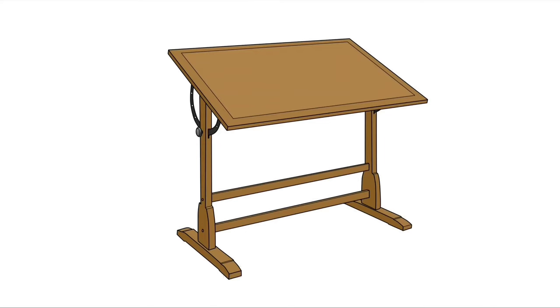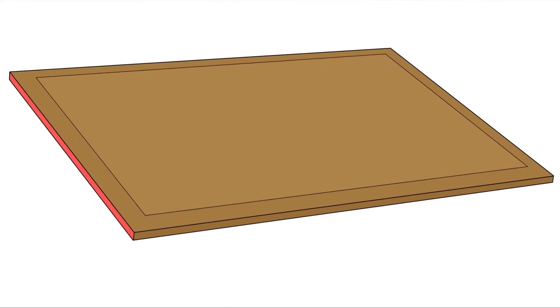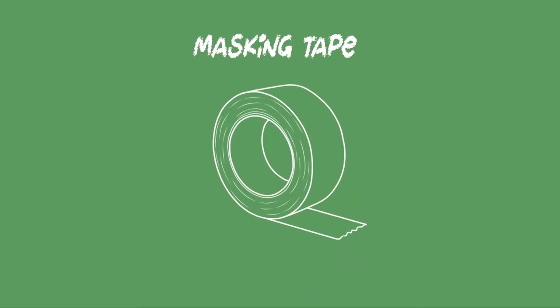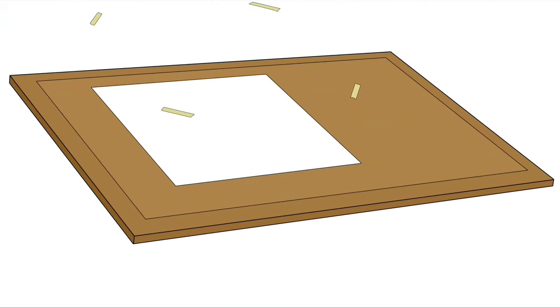Drawing table. Drawing table has legs, adjustable top, working edge, and smooth surface to keep the drawing paper. Drawing paper. Drawing paper is placed above the drawing table. Masking tape. Masking tape is used to fasten the drawing paper into the drawing table.